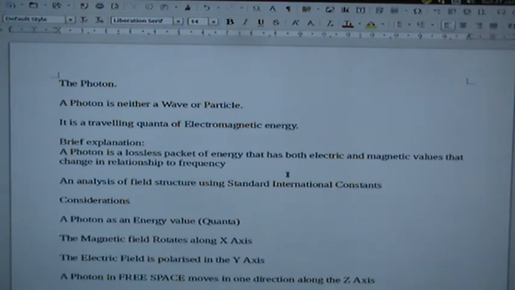Okay, I'll state emphatically, a photon is neither a wave nor a particle. It is a travelling quanta of electromagnetic energy. So we're looking at a photon as a lossless packet of energy that has both electric and magnetic values that change in relationship to frequency. And obviously frequency is related to time.